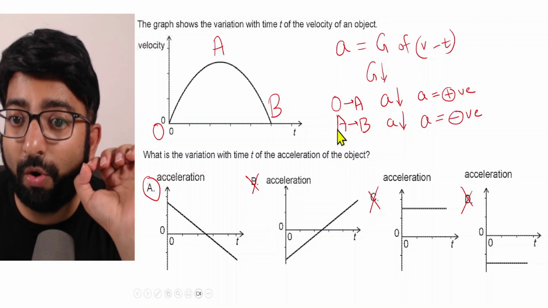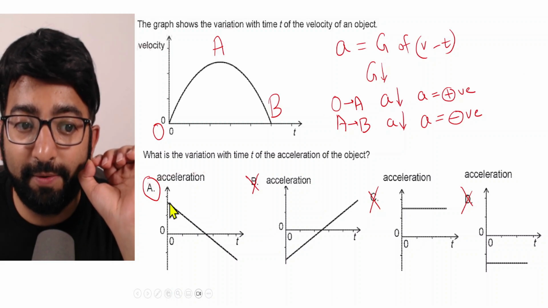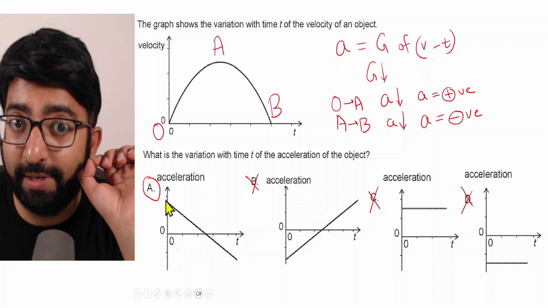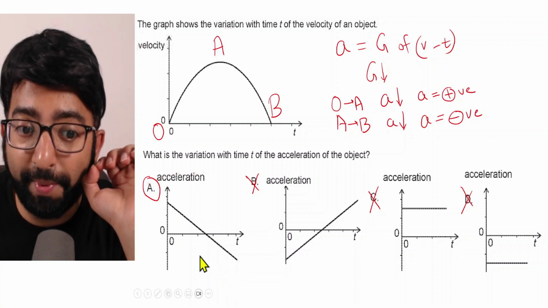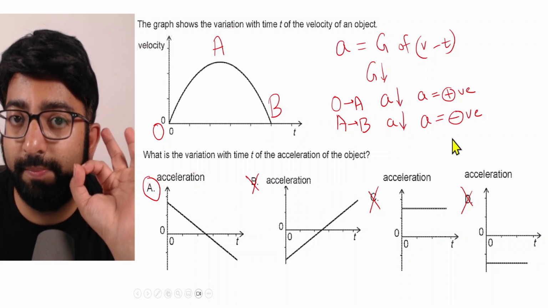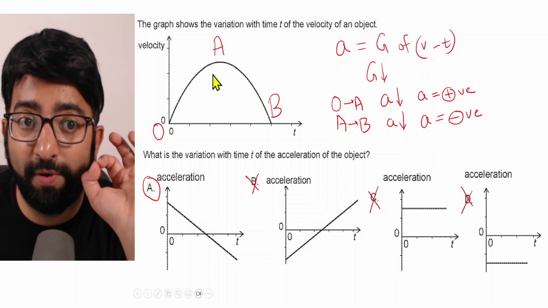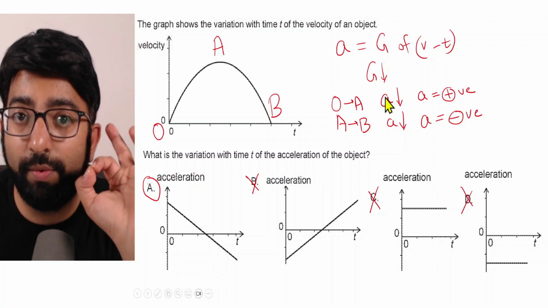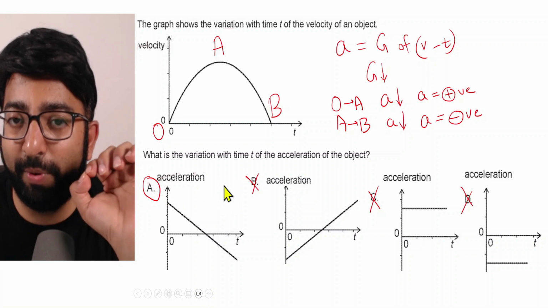Now let us analyze all of these deductions in option A. In option A, you can see that the first half of the graph is above the x-axis, which means acceleration is positive. The second half of the graph is below the time axis, which means acceleration is negative. So all of these conditions which we have deduced, acceleration needs to reduce throughout, and acceleration is positive in the first half and negative in the second half. All these conditions are satisfied only for option A. And that is why option A is the right answer for this question.